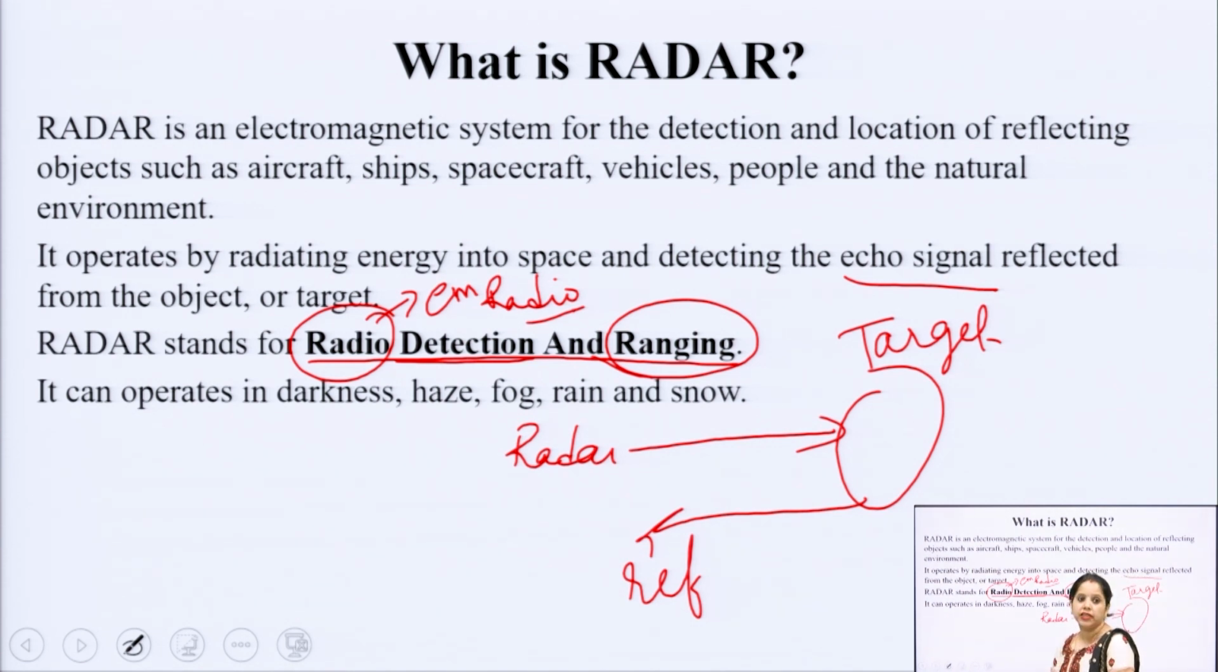So what are the advantages associated with the radar? It operates in darkness, haze, fog, rain and snow. So, we can see that in adverse environmental conditions radar is able to operate.